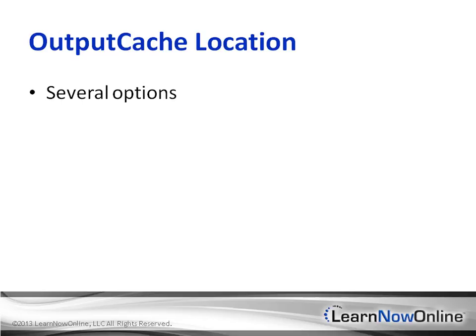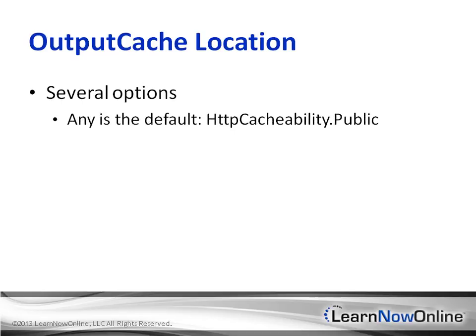ASP.NET and MVC are just hooking into the underlying HTTP infrastructure. So the first option is Any, and this is the default. All the examples that I've shown you so far have been Any. In this case, the output cache can be located on the browser client where the request originated, on a proxy server or any other server participating in the request, or on the server where the request was processed. And this value corresponds to the HttpCacheability Public enumeration value.